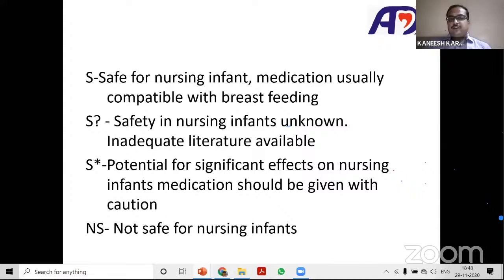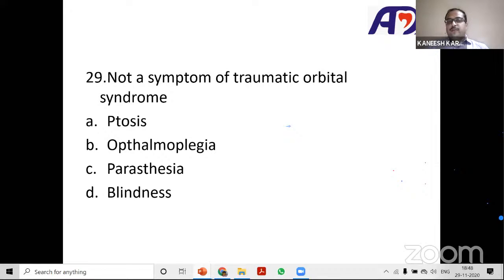So S is safe for nursing infants. Medication usually compatible with breastfeeding. S question mark is safety in nursing infants unknown. Inadequate literature available. S asterisk is potential for significant effects on nursing infants. Medication should be given with caution. NS is not safe for nursing infants. Which is not a symptom of traumatic orbital apex syndrome?